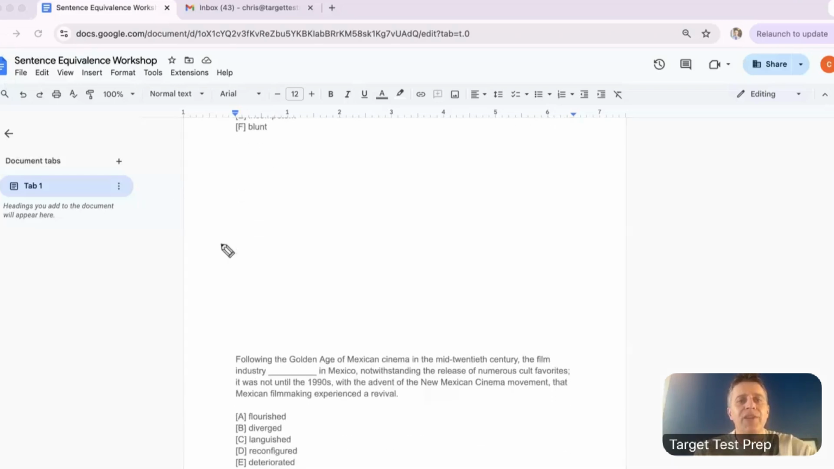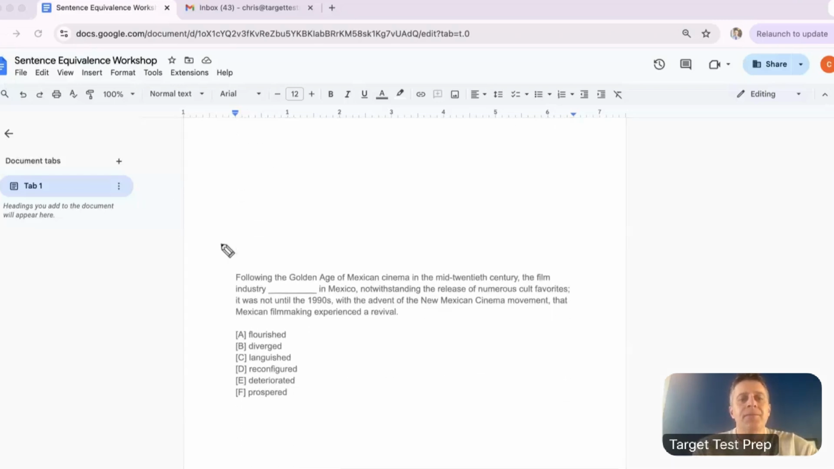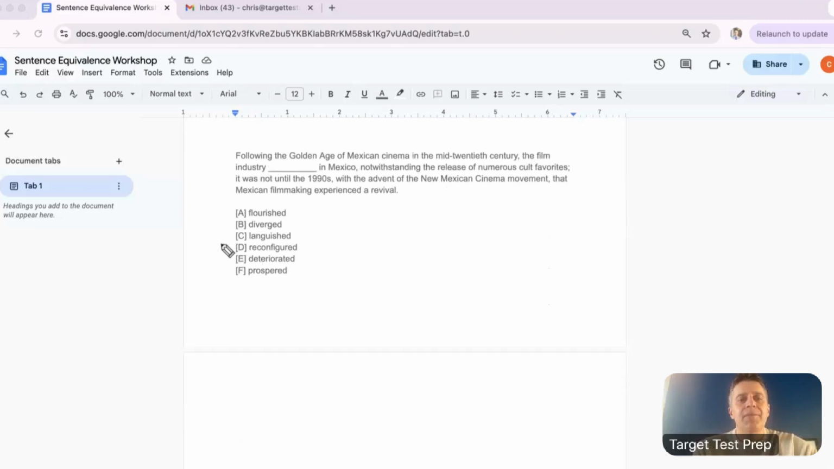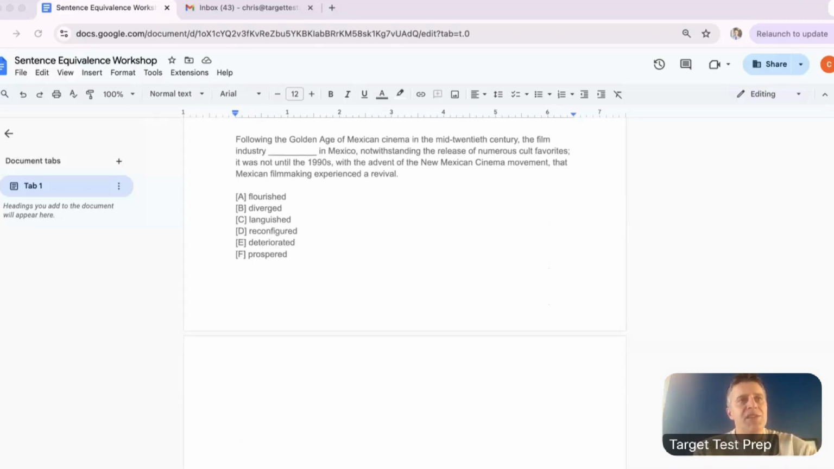Gonna scroll down here. Okay. Now with this question, the strategy here is going to be a little bit different. You might notice that this question is really long. It has words like notwithstanding that can definitely throw students off. It can be a little bit confusing.